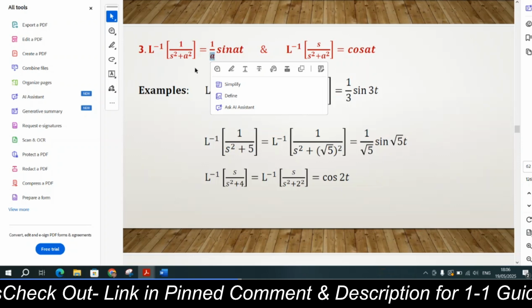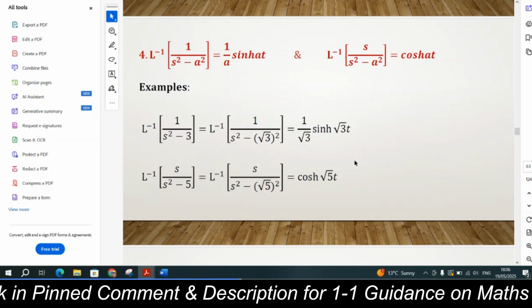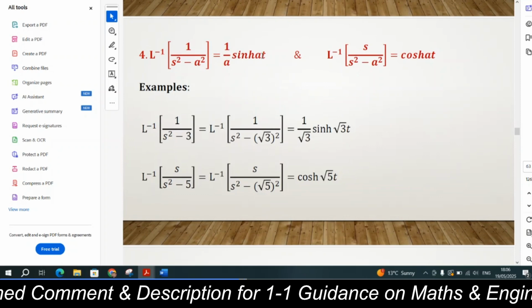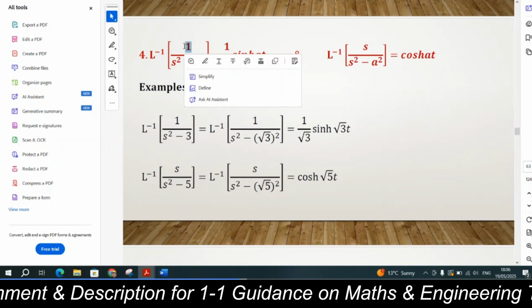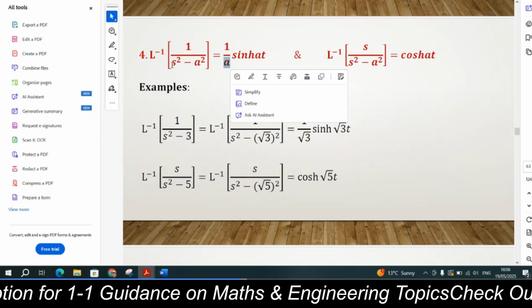We do not have an a over here. If you needed an a upon, then you would multiply by a upon a. One a will remain in the inverse Laplace, and the other a will come out in the answer. Is that clear? Okay, let's move on to the next slide.